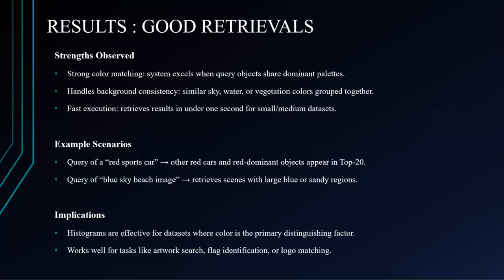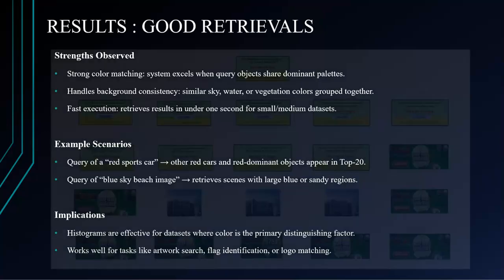And it's fast. Retrieval happens in under a second, which is great for interactive use. For example, if we query with a red sports car, the system brings back other red cars or red colored objects. A blue sky beach scene pulls in similar coastal landscapes. That shows histograms are effective when color is a main distinguishing feature. But there are obvious weaknesses too.